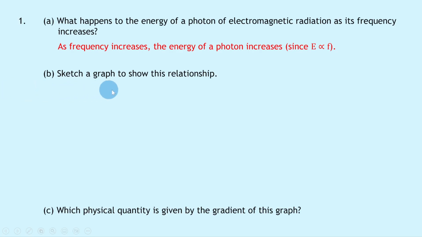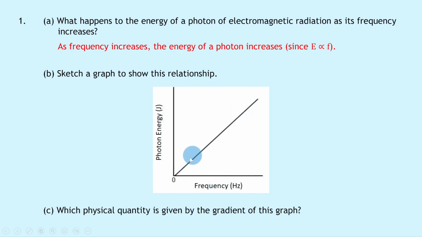Part B then says to sketch a graph to show this relationship. Well, if you sketch a graph, it should look something like this, where you've got photon energy on the y-axis against frequency on the x-axis. And to show this directly proportional relationship, we need to have a straight line going through the origin.